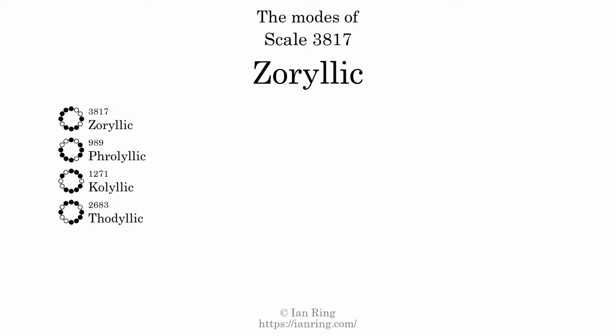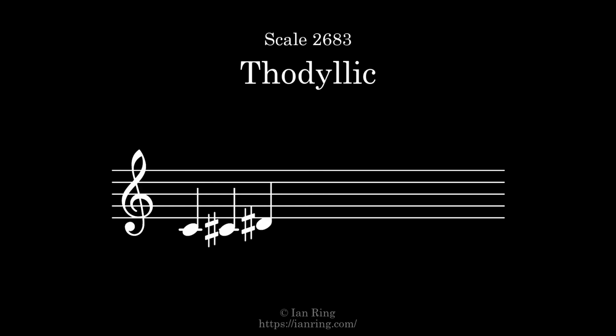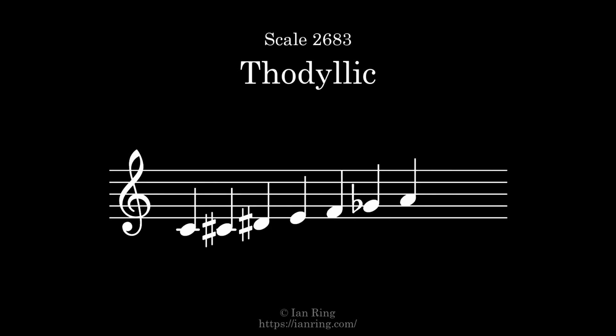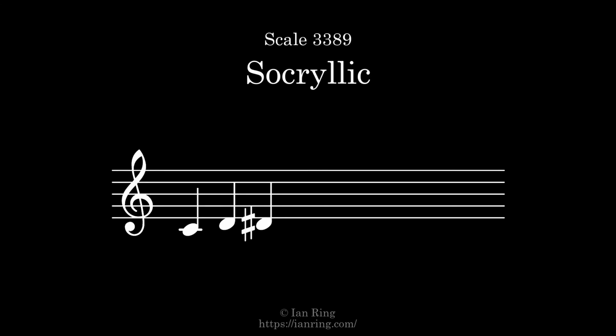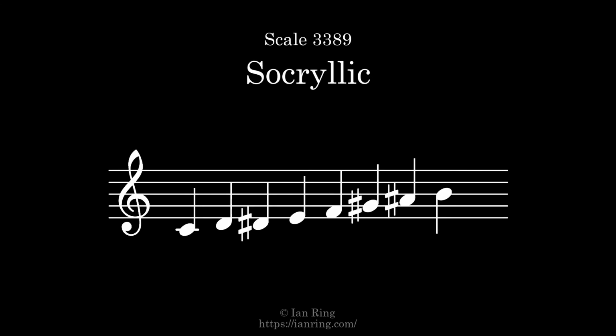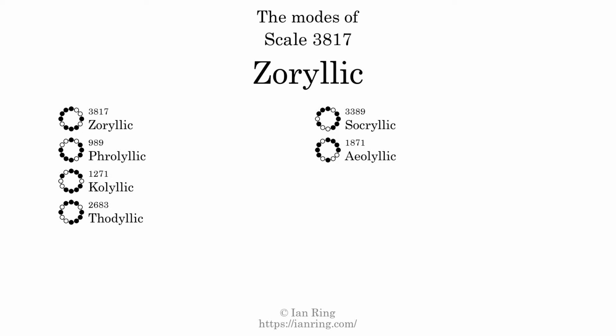The fourth mode is scale 2683, also known as Zoryllic. It sounds like this. The fifth mode is scale 3389, also known as Zoryllic. It sounds like this. The sixth mode is scale 1871, also known as Zoryllic. It sounds like this.